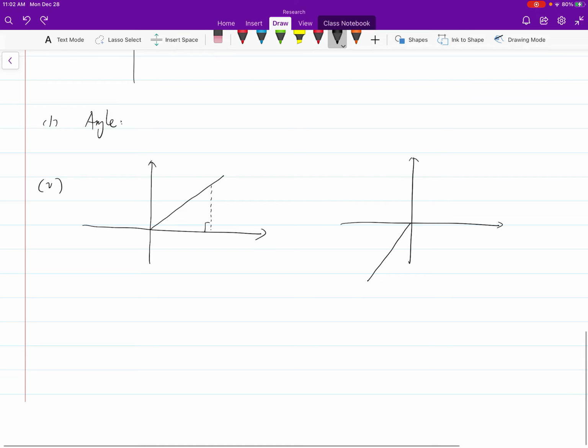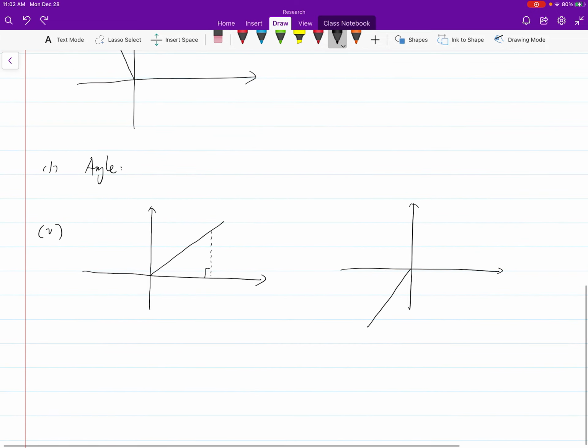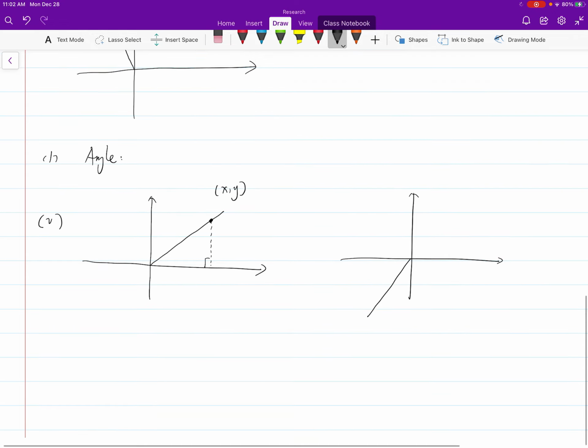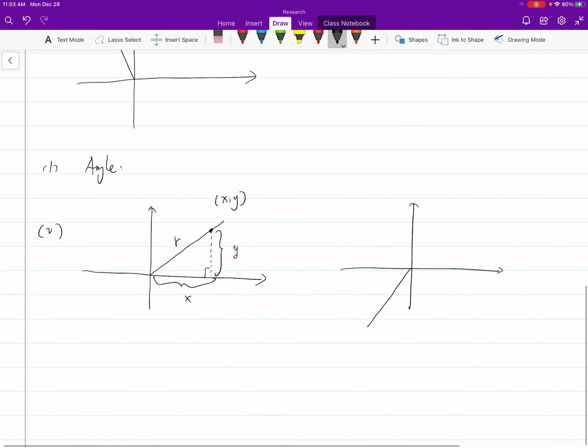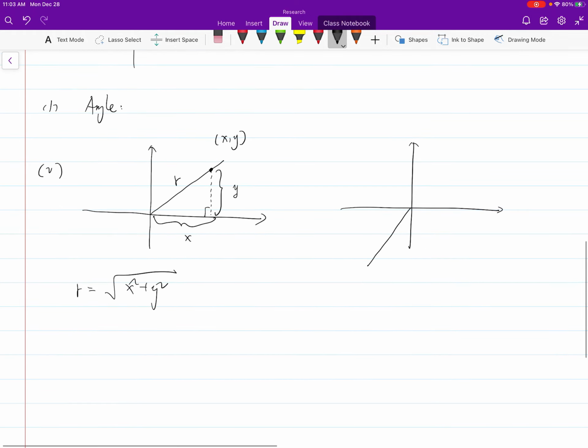Right. Once you draw this, because you're in a coordinate system, naturally, you will have a coordinate x and y for the point. Okay. Then you will know this is your y, and this is your x. Moreover, you do know this r, which is the hypotenuse, which is given by square root of x squared plus y squared.